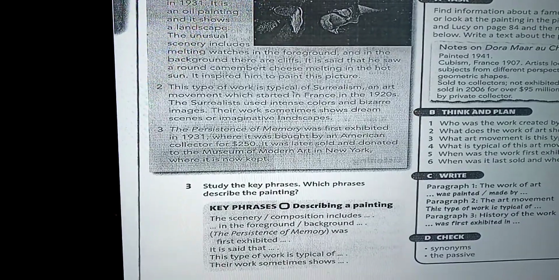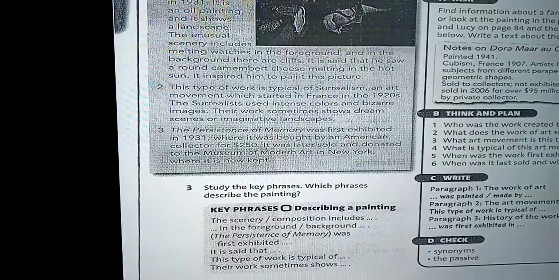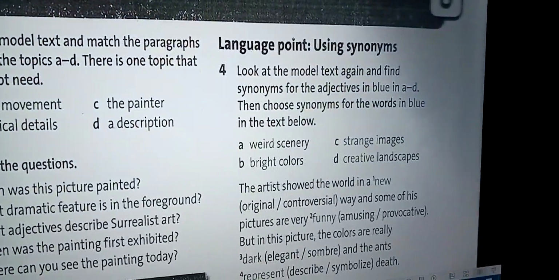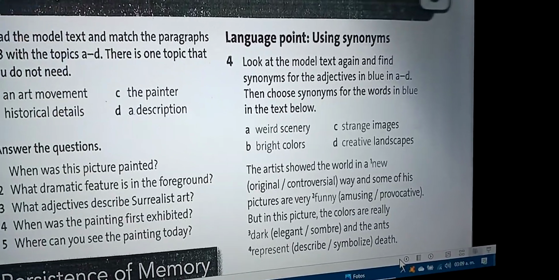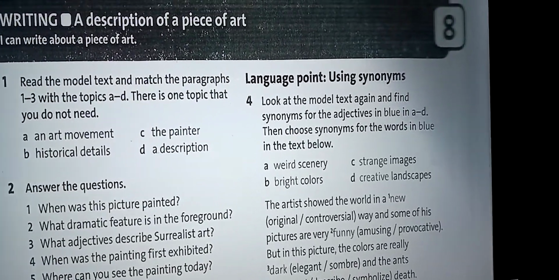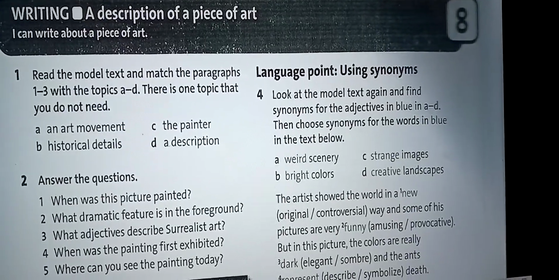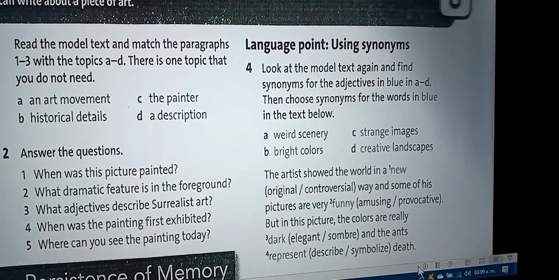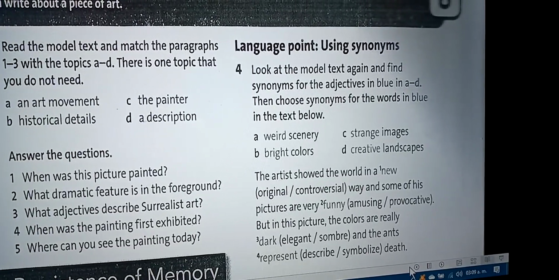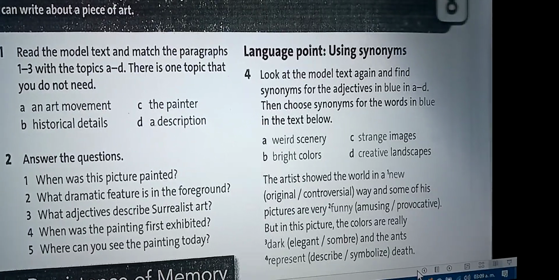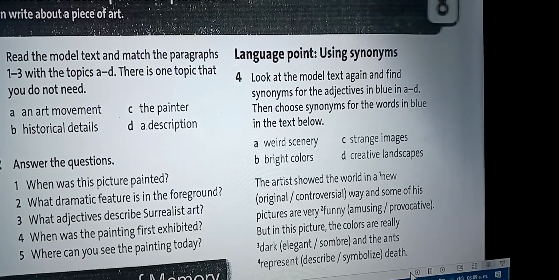Activity number 4 is language point: using synonyms. Let's see the language point using synonyms. Look at the model test again and find synonyms for the adjectives in blue in A and D. Then show the synonyms for the words in blue in the test below.